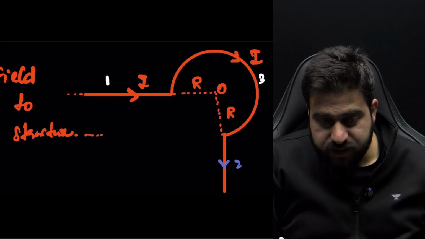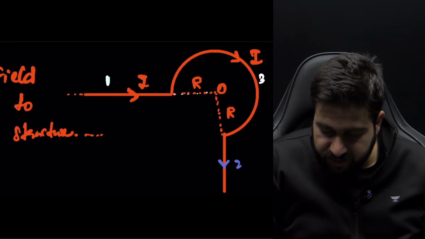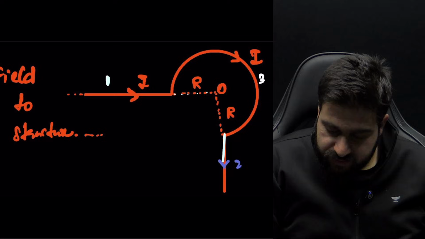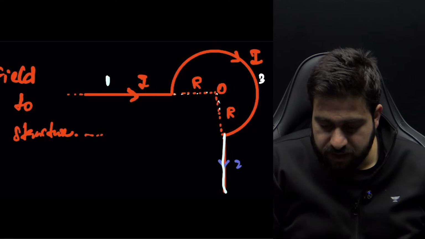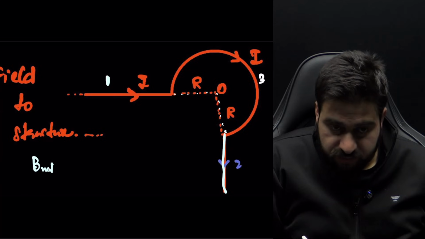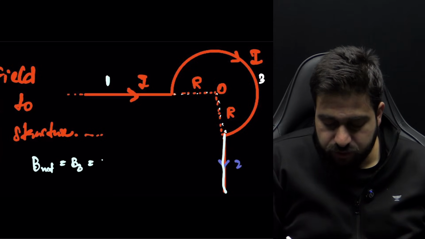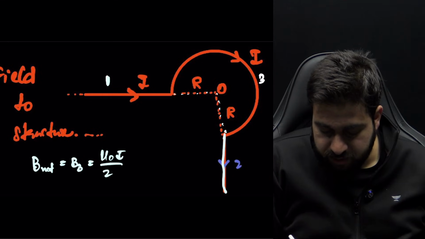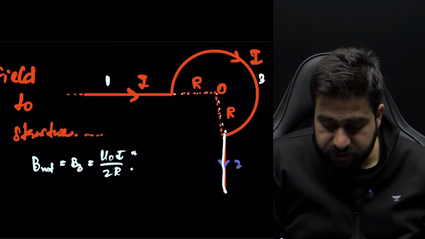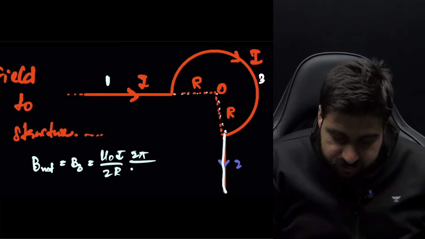Okay. Guys, what is the magnetic field due to this first wire? It is 0 because it lies on its axis. Magnetic field due to the second wire, due to this, it is also 0 because it lies on its axis. So here also the net magnetic field will be the magnetic field due to the arc, that I recently told you. Mu naught I divided by 2r, r is the radius. Theta is 3 pi by 2.